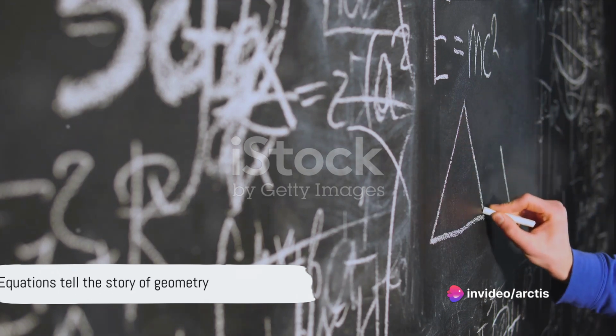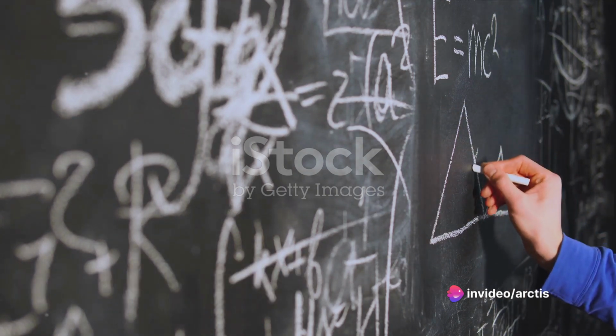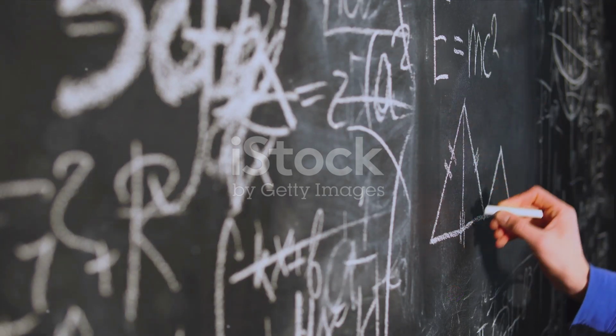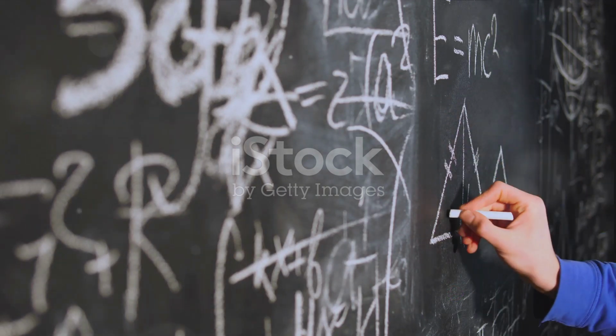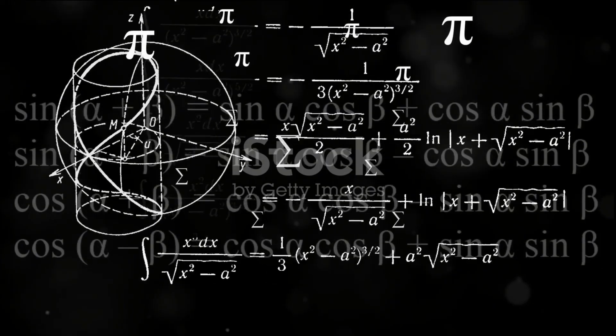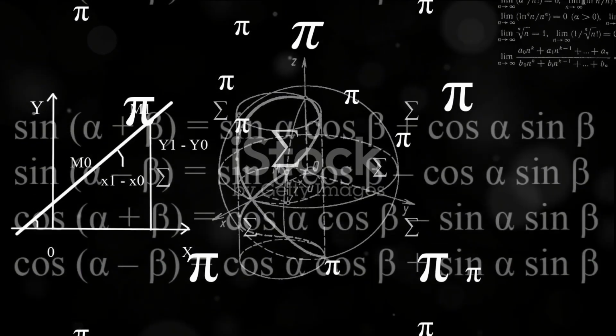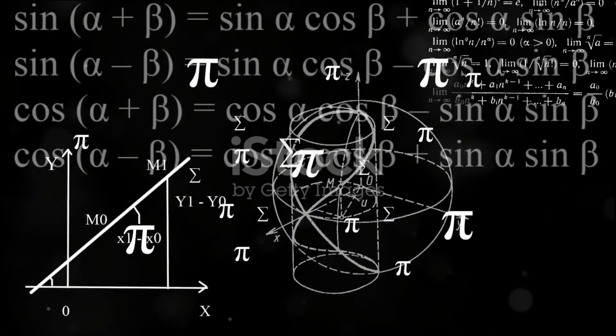So the next time you see an equation, remember that it's not just a random collection of symbols. Each symbol, each number, each operation has a purpose to describe the shape, position, and properties of a geometric figure. Every equation tells a story of geometry brought to life through the language of mathematics.